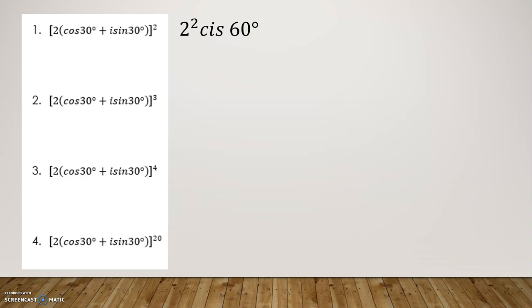Now we're not actually going to FOIL it out. Sorry, we're going to use what we just went over. So it's essentially doing 2 CIS 30 times 2 CIS 30 and putting those together. And we end up with 2 squared CIS 60 degrees.